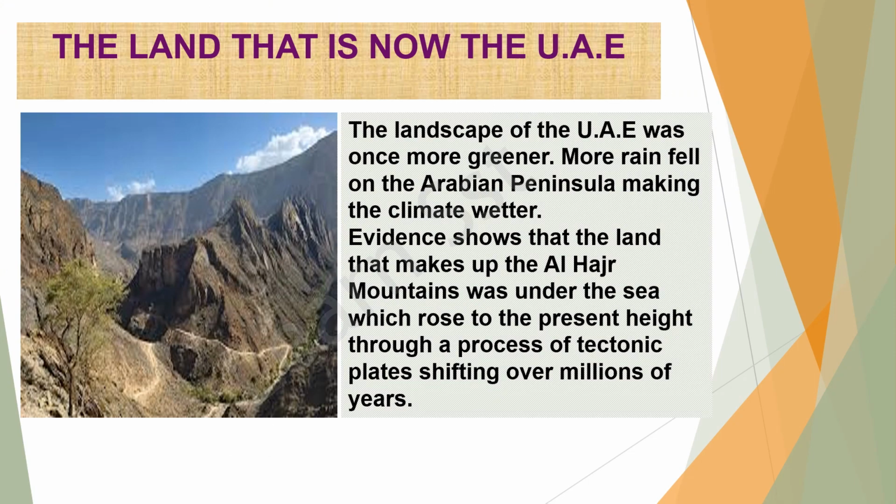How is the land that is now in the UAE? The landscape of the UAE was once more greener. So this is very fascinating to know because now it's a desert region. But earlier it was so much greener. There were lots of green pastures. More rainfall fell on the Arabian Peninsula, making the climate wetter.